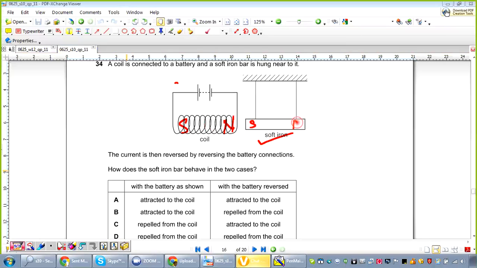So this will become south and north, and what will happen? It will get attracted. Now if you reverse the current, this is going to become south north, so obviously this also will get magnetized. This will become north south. In this case, it will get attracted because this is a piece of iron. If it is a magnet, then opposite things will happen. Because on this side there is soft iron, in either case it's going to get attracted.